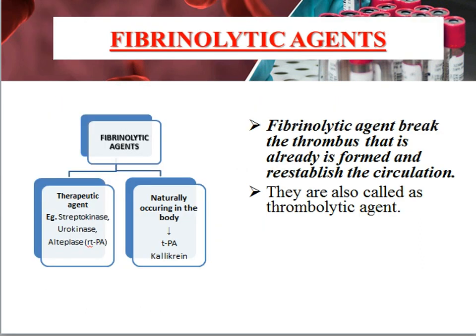Next is fibrinolytic agents. Fibrinolytic agents break the thrombus that is already formed and re-establish circulation, also known as thrombolytic agents. They are divided into two parts: therapeutic agents and naturally occurring agents, TPA and kallikreins. Therapeutic agents: streptokinase, urokinase.